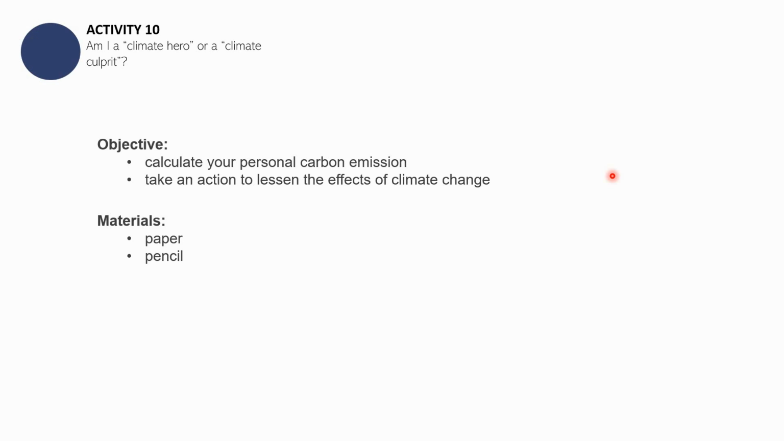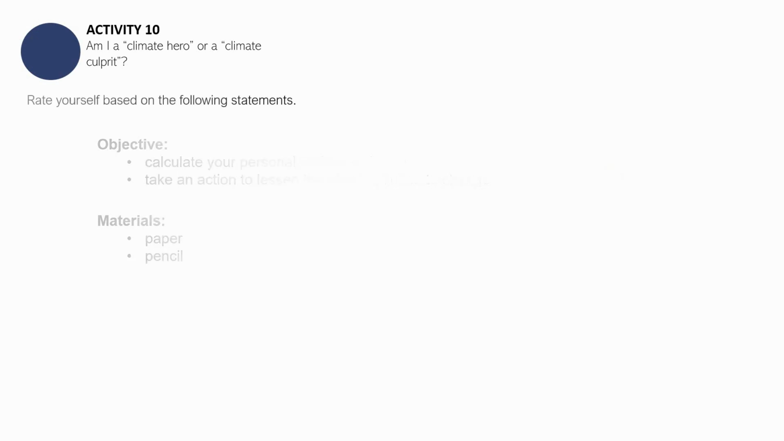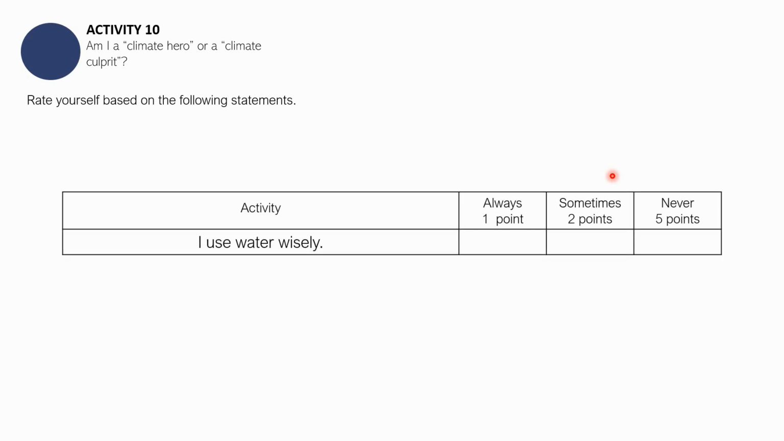So what you need to do is to get your calculator. Actually, idagdag mo na ang calculator, kung tulad ko, medyo tayo sa mathematics. Okay, dagdag mo na yung calculator. And let us proceed with the following. What I need you to do is i-rate mo yung sarili mo based sa mga statements na to. Halimbawa, do you use water wisely? Lagi ba yan? Sometimes lang ba?